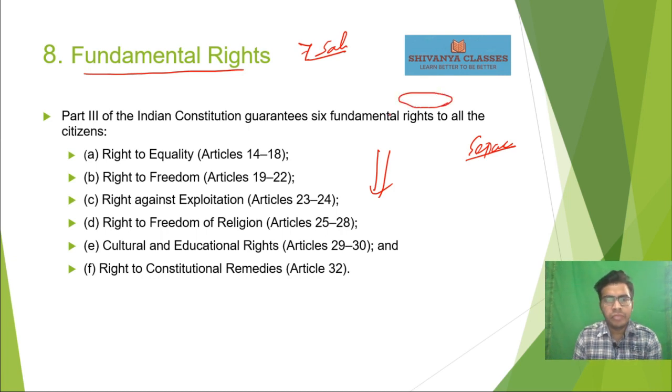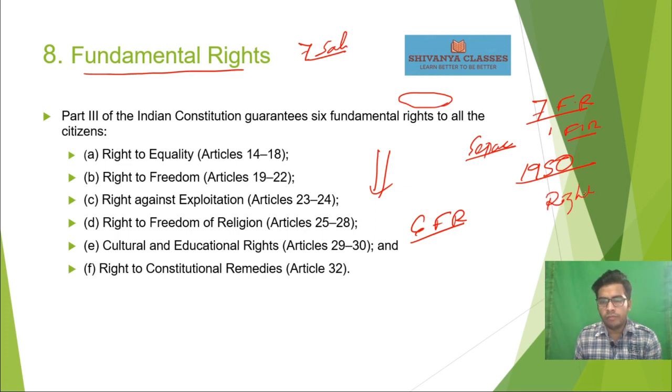Just to know, we have 6 fundamental rights, but when the constitution was adopted there were 7 fundamental rights. Later on, one fundamental right was deleted, that is the right to property. Now we have 6 fundamental rights. By the name you can understand a few things of these rights: right to equality, right to freedom, right against exploitation, right to freedom of religion, and cultural and educational rights.